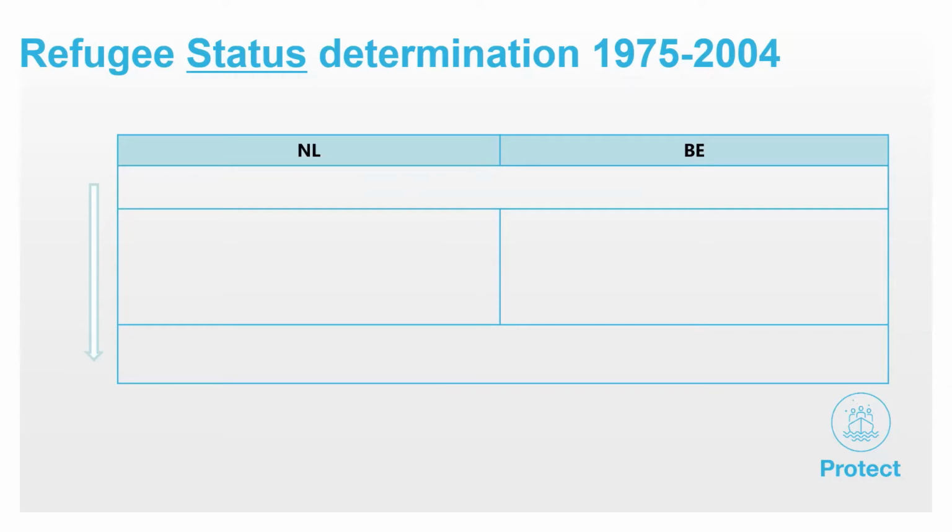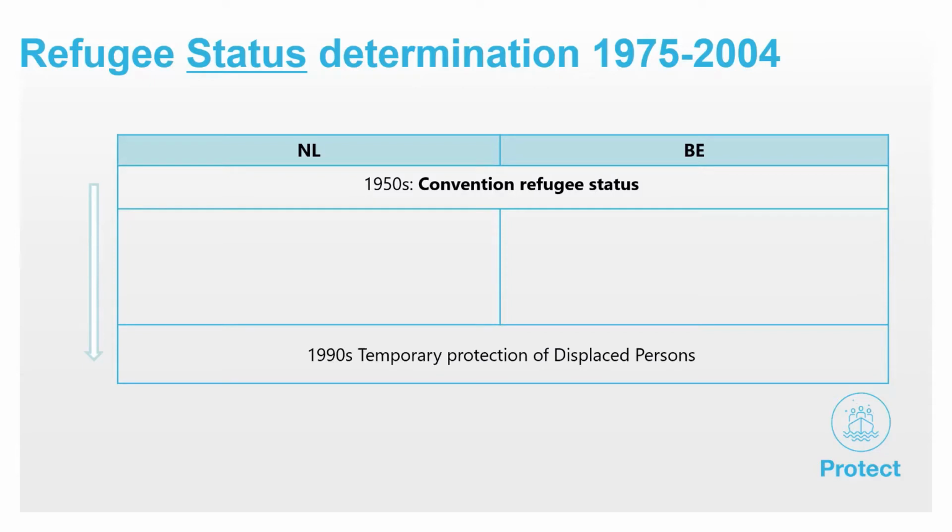First, we need to distinguish different refugee statuses that are granted by states as a protective tool against non-refoulement. Starting from the 50s, we see that both Belgium and the Netherlands used the Convention refugee status. This status provides a strong protection with many rights and is hard to revoke. Also, both countries started granting a temporary protection status for displaced persons from the beginning of the 90s.